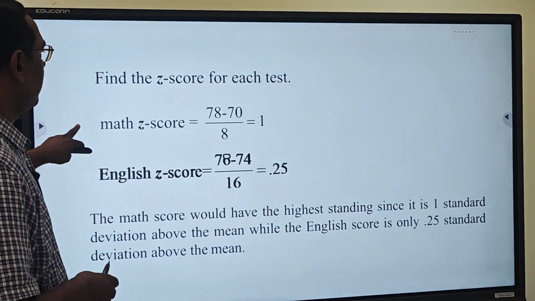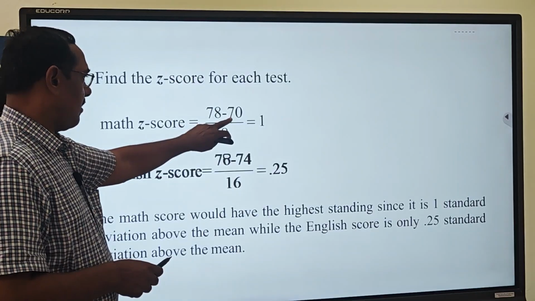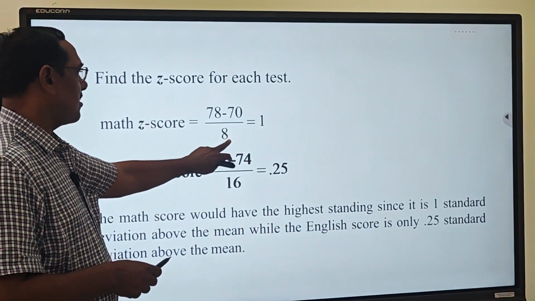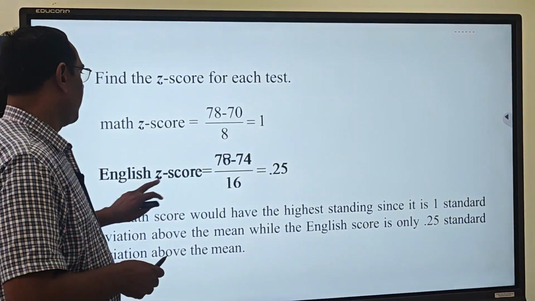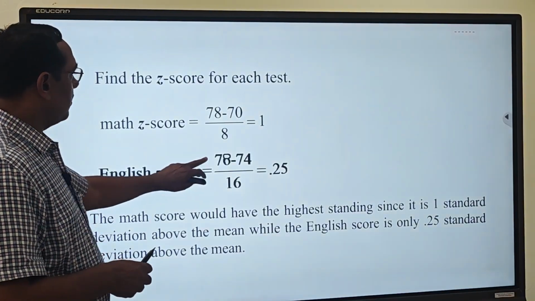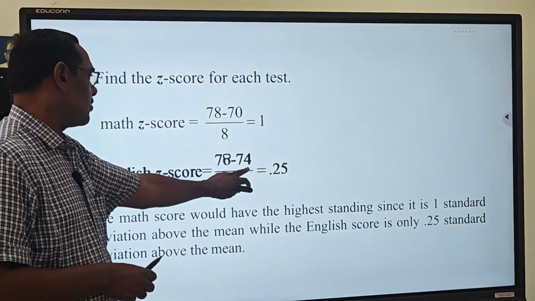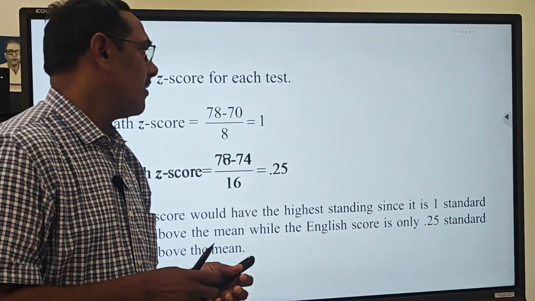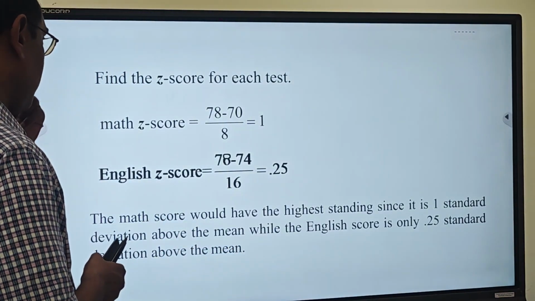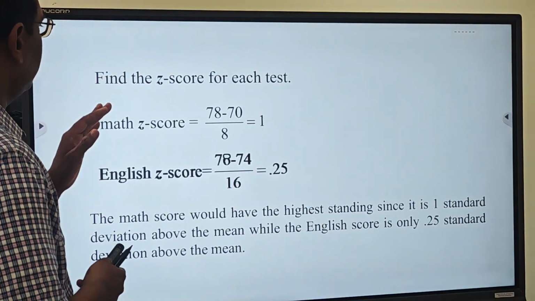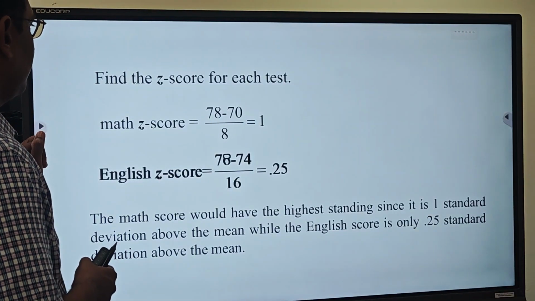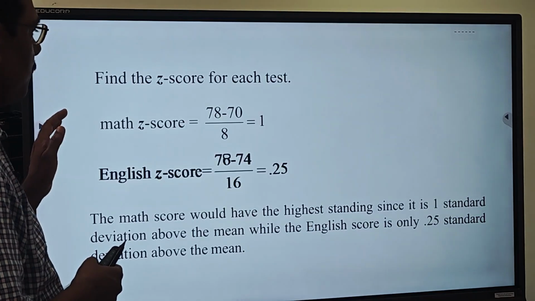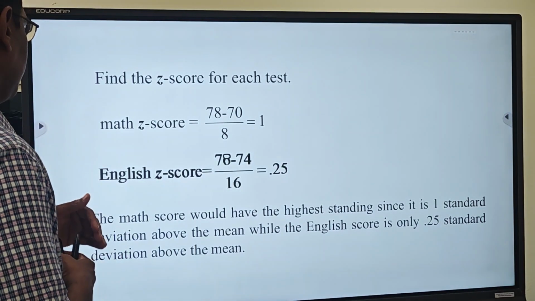Muhammad's maths score: 78 minus 70, the mean of the maths score, divided by the standard deviation 8, it is 1. The English score: 78 minus 74, the mean of the English score, divided by the standard deviation 16. Now we can see the maths score lies 1 standard deviation above the mean. The English score lies 0.25 standard deviation above the mean.